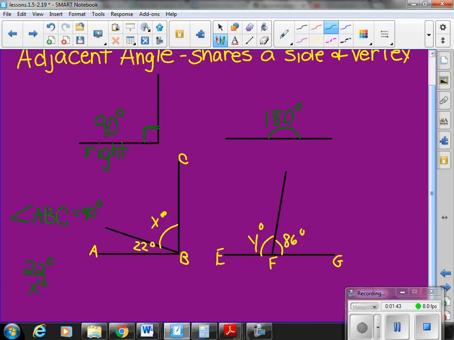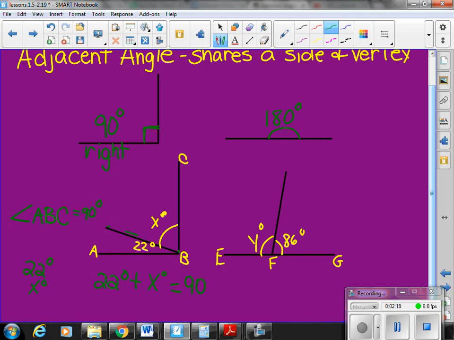And so this line in the middle would be considered the same side that the two angles share, and here's the vertex that the two angles share as well. So when they share this vertex and they're inside of another angle, you can use that to figure out what a missing angle is. So since x is adjacent to 22, x plus 22 is going to equal the total, which is 90. So I can say 22 degrees plus x, because I don't know that yet, equals 90 degrees.